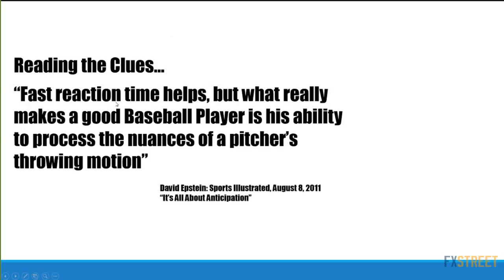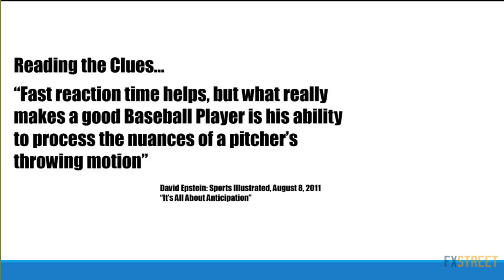What does that mean? Well, he went further on in saying that they read the clues. Fast reaction time helps, but what really makes a good baseball player and tennis player for that matter is the ability to process the nuances of a pitcher's throwing motion or the nuances of a server's serve. How else could you hit a 100 plus mile an hour serve or a pitch that's going the same speed, 100 miles an hour, from a short distance away?